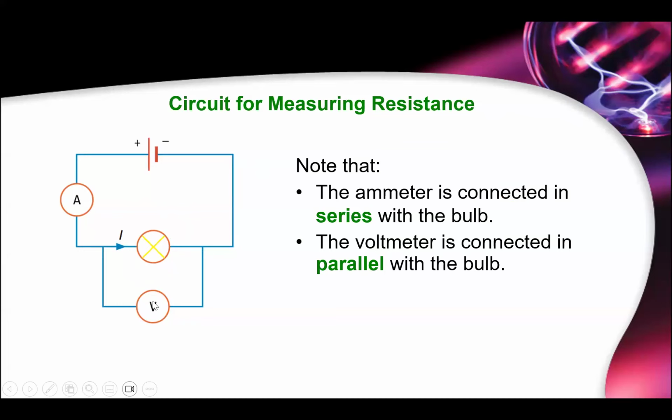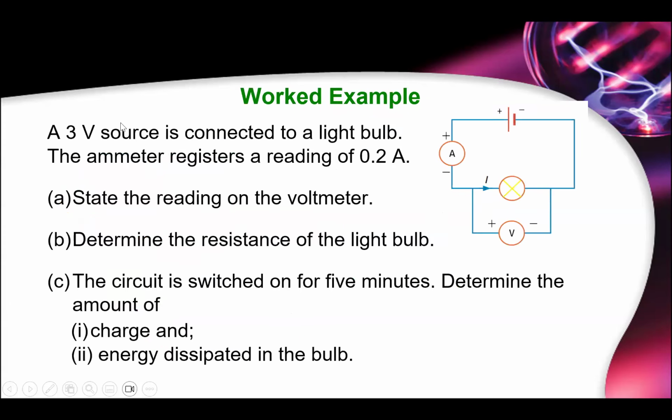So recap again, to measure the voltage across the light bulb, I need the potential difference across the light bulb. I need to connect the voltmeter in parallel to the light bulb, and for the current, I will use my ammeter in series with the light bulb. Okay, so you can pause here and look at the questions. I'm going to go through them now.